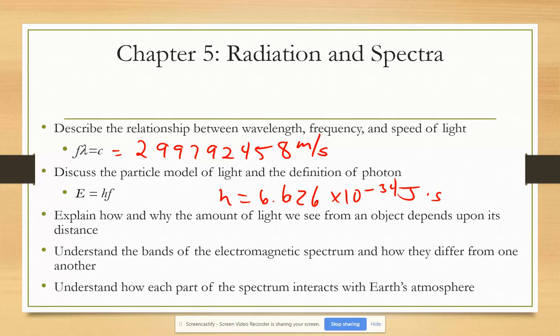Infrared. Infrared light is absorbed by the atmosphere. Visible light. Visible light comes through again. Hence, we can see the sun, moon, and stars.